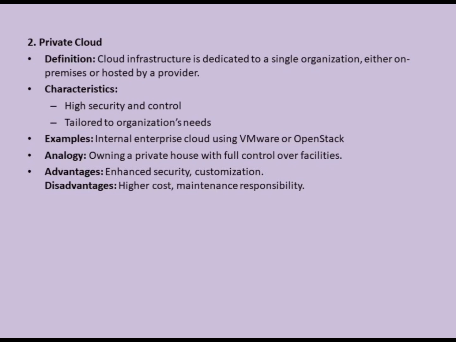Examples. Enterprises often use private cloud platforms like VMware vSphere, OpenStack, or Microsoft Private Cloud to build and manage their own internal cloud systems. Analogy. A private cloud is like owning your own house. You have complete control over the property, can customize it however you like, and manage its security and maintenance without sharing it with others.